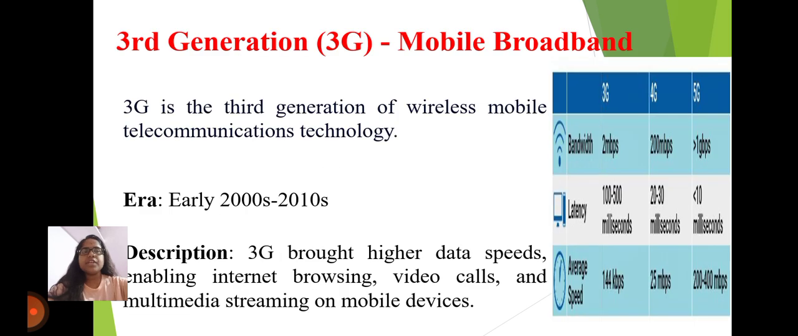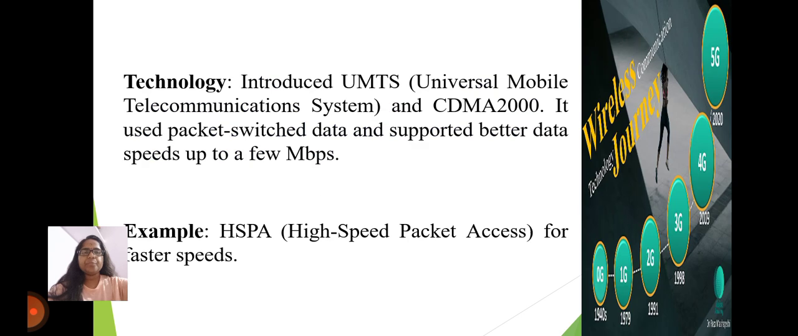Third generation, 3G mobile broadband, which is nothing but the broadband. 3G is the third generation of wireless mobile telecommunication technology. Era, early 2000s to 2010s. Description. 3G brought higher data speeds, enabling internet browsing, video calls, and multimedia streaming on mobile devices.